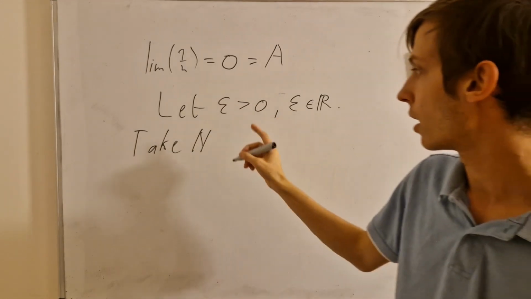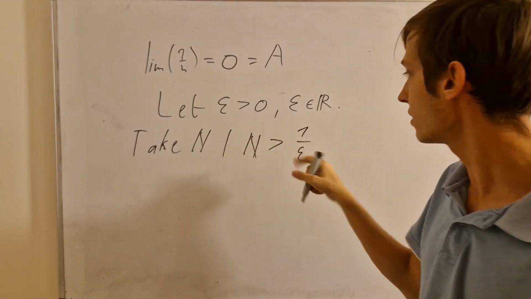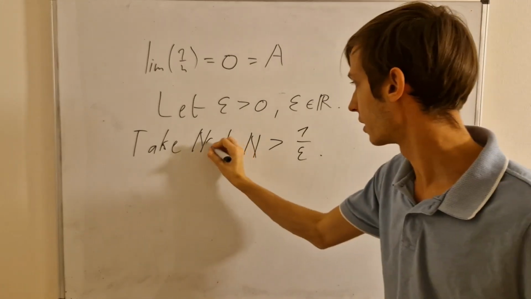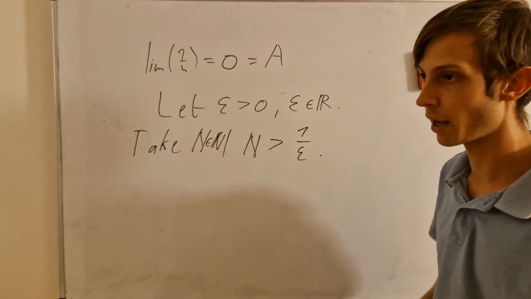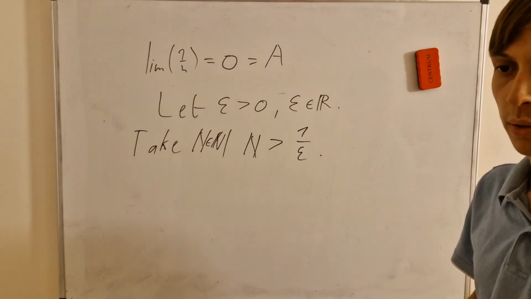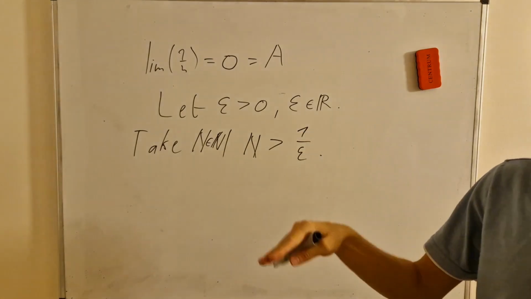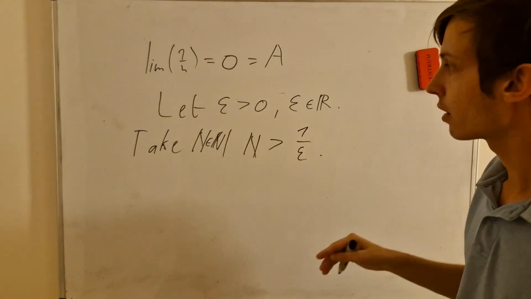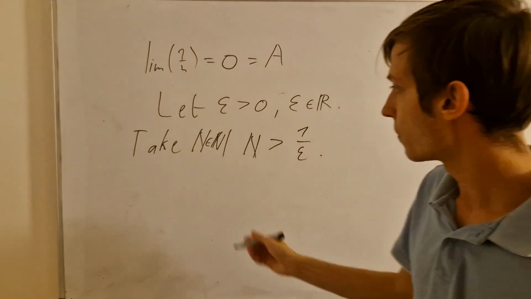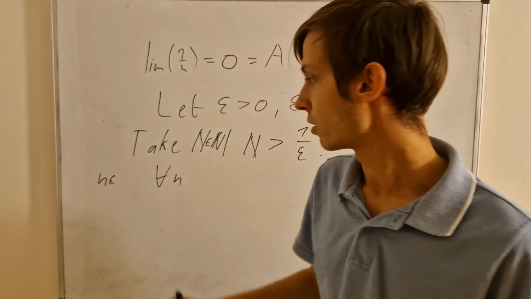So let's also choose it so that it's bigger than 1 over epsilon. This choice will help us with the proof. So we take some natural number capital N such that it's bigger than 1 over epsilon. And it works because whatever real number you take, you can always find a higher natural number than that for that particular chosen real number.